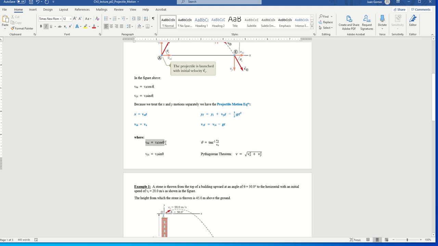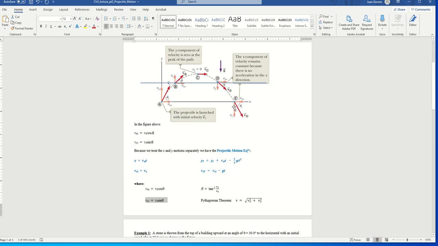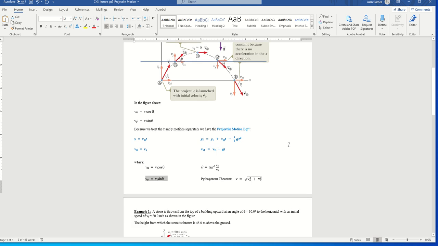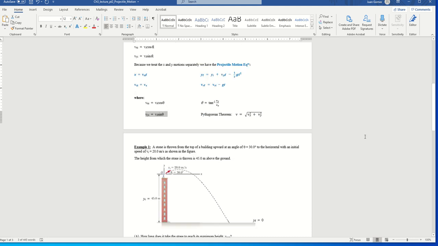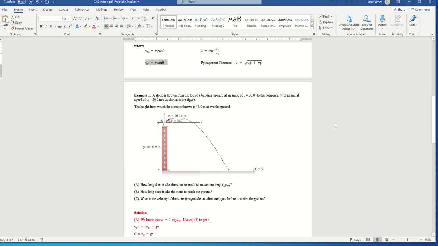Vi cosine theta. What is Vyi? Vi sine theta. What is the angle that the velocity vector makes at any point along the trajectory? Inverse tan Vy over Vx. What is the magnitude of the velocity vector anywhere along the trajectory? Pythagorean theorem, root Vx squared plus Vy squared.